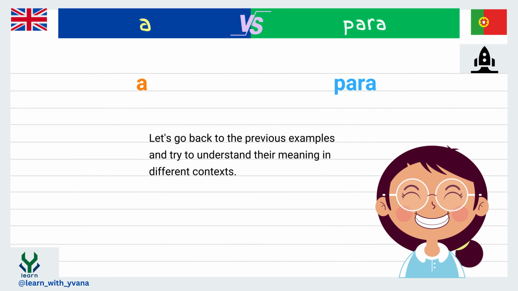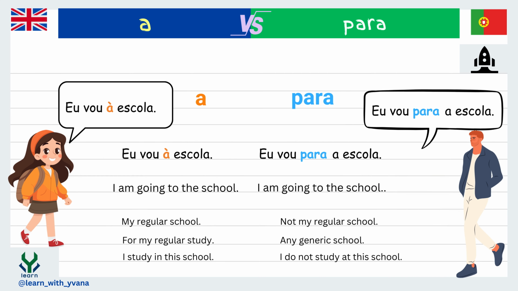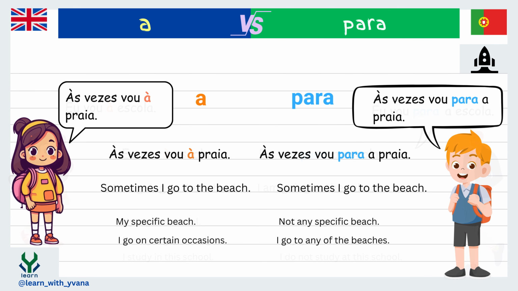Let's go back to the previous examples and try to understand their meaning in different contexts. I am going to the school. Eu vou à escola. My regular school. For my regular study, I study in this school. Eu vou para a escola. Not my regular school. Any generic school. I do not study at this school.